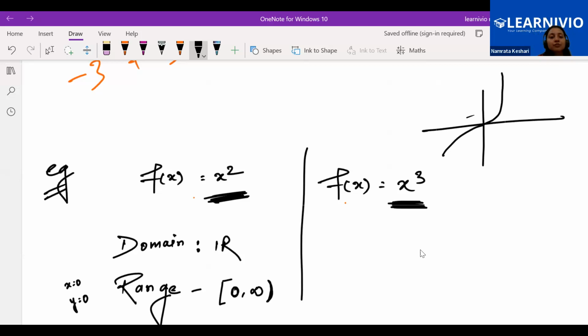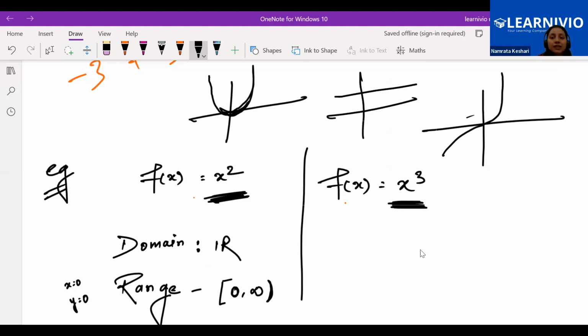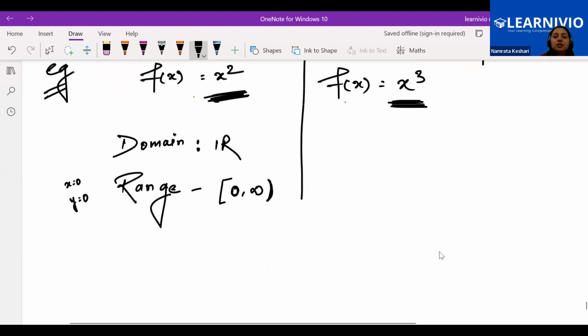This is f of x equals x squared. This graph looks like this. Okay, it's a parabola and it's just passing through the origin. The constant function graph looks like this. Okay, and the identity function graph looks like this.